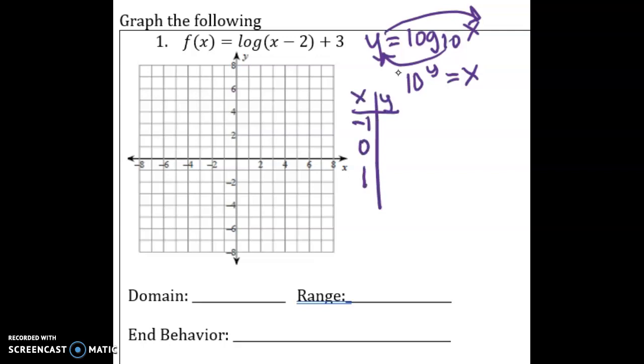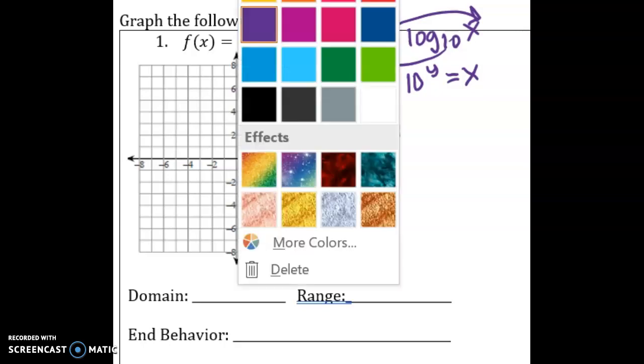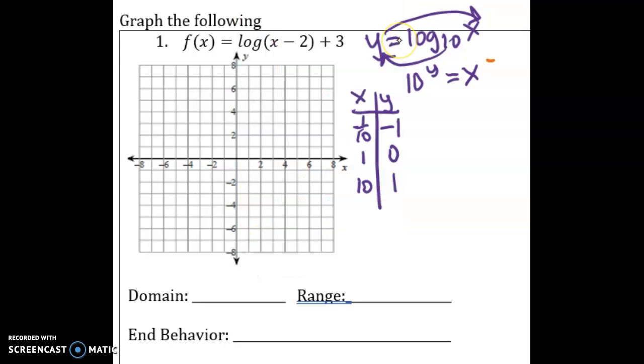-1, 0, and 1. But this time we'll put them in for the y's instead of the x's, because that is our independent variable. So that's 1/10 and 1 and 10. And we plug those into the power. Let's plot that parent function. So -1 and 1/10, so that's right there. And 1, 0 is right there.